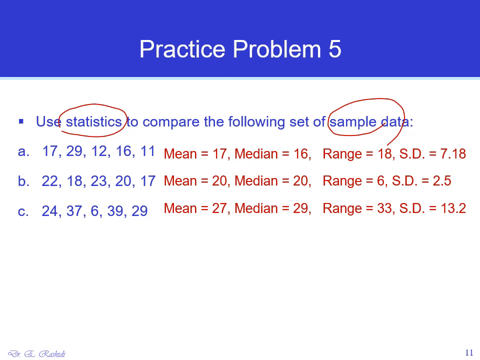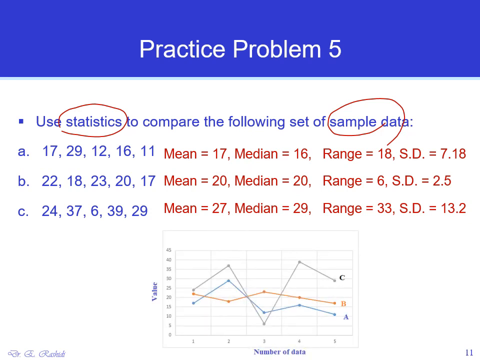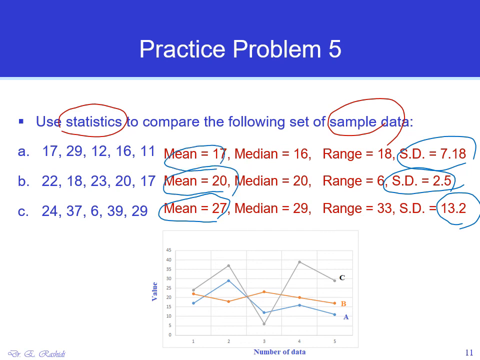I'm going to go a step even further, and I'm going to actually plot this data as you see here. So the data set C, as you see here, has a standard deviation of 13.2, which is much larger than the standard deviation for set B and set A. So it's more widespread. The average of this data set is also higher compared to set B and set A. And also it has a higher range, right?